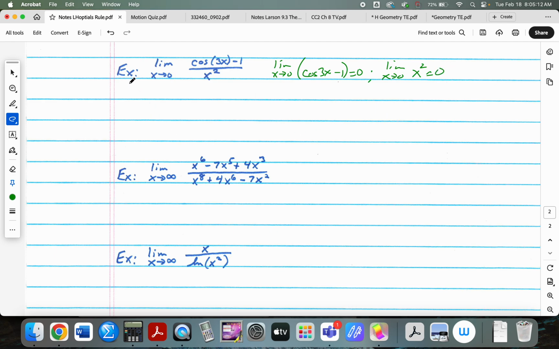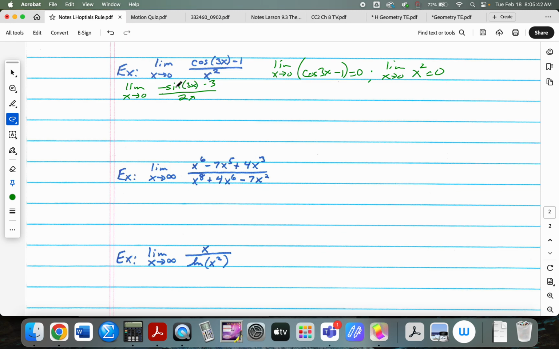So we'll apply L'Hopital's rule by taking the derivative of the numerator and the denominator. So the derivative of cosine of 3x is going to be negative sine of 3x times 3 because of the chain rule, and the derivative of the negative 1 is 0, all over 2x. Well, now I have a different problem.